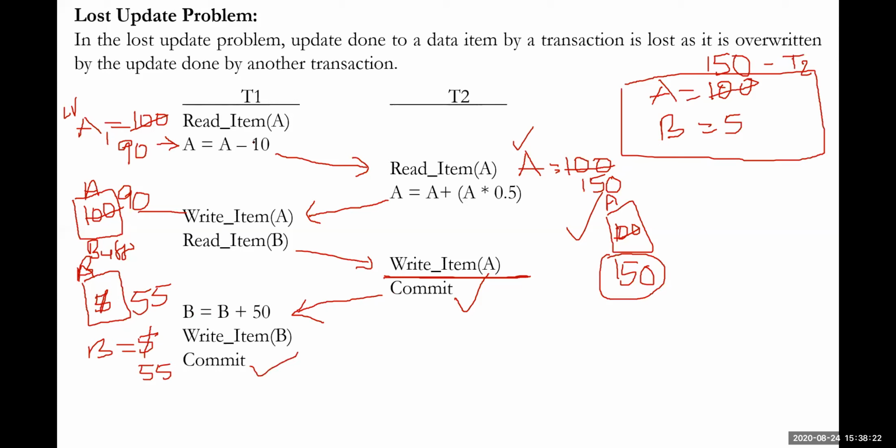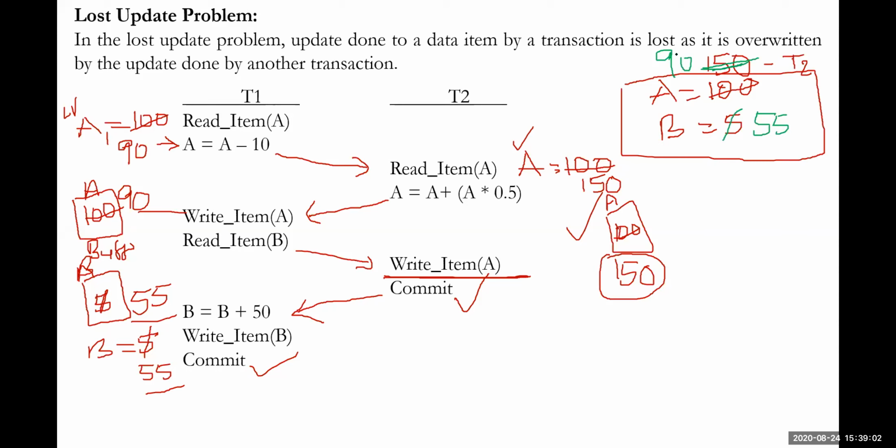After both modifications, A and B, are done, commit is operated. Since commit was operated, these modifications, A at 90 and B at 55, are made permanent by transaction T1. So the values will look like this. Whatever update was done by transaction T2 has been overwritten by 90, and there is no problem with B here, that is 55. So this 150 was overwritten by 90.